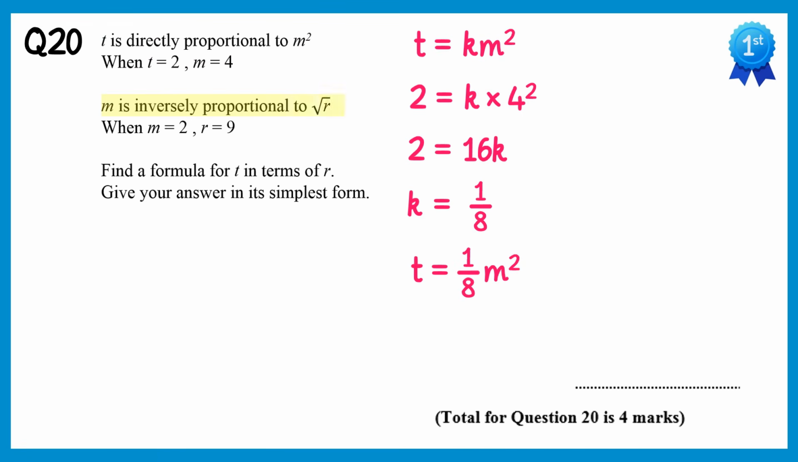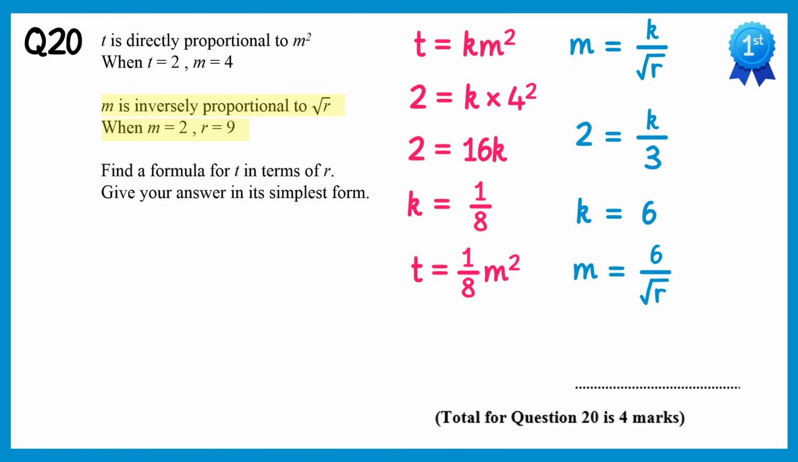Now let's look at m is inversely proportional to square root r. This means m equals k over square root r, and we're told m is 2 when r is 9. So if we substitute those in, we get m is 2, so 2 equals k over square root r, but r is 9, so it's square root 9. But you know square root 9 is just equal to 3. If you times both sides by 3 here, you'll get k equals 6. So this formula is m equals k over square root r, but k is 6, so it's m equals 6 over square root r.